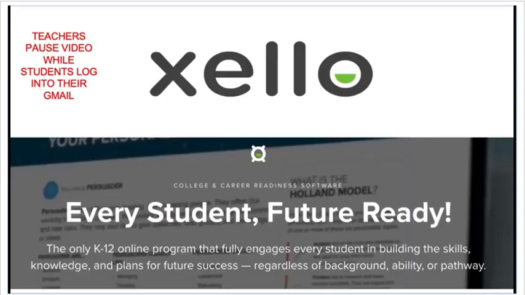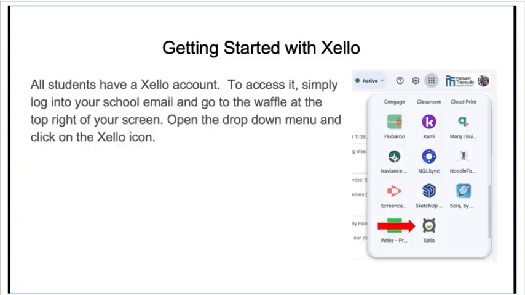Students at this time should begin by logging into their school Gmail accounts. Teachers, you may want to pause this video at this time until all students are logged in. Once students are logged into their Google accounts, they should go to the waffle in the upper right-hand corner of their Gmail. Scroll down to the bottom of the apps to find the Xello logo. It looks like a ship's navigational wheel. Click on that to log in. You may be prompted to add an additional email address. You can simply choose to close this.